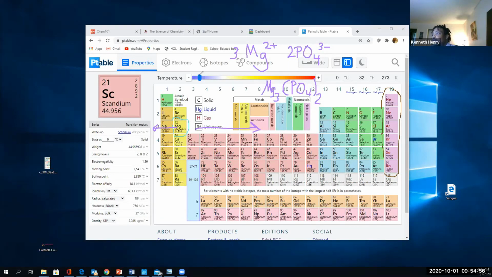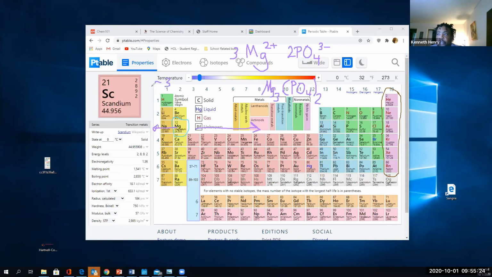How'd you get the 2 in front of the PO? Because since it's 2 of them, that's what it's. Because what is the charge on the PO? Whoever asked the question, it doesn't matter. What is the charge on it? What did I tell you the charge was? What's written up here? 3 negative. Okay, so that means it has a -3 charge.